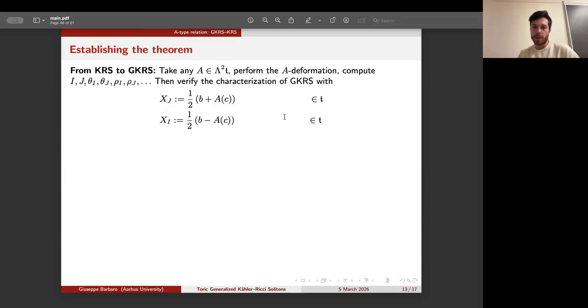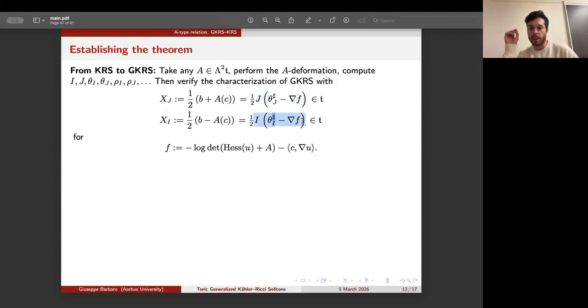Once you check that, then you prove that they are actually equal to the vector fields in the characterization of generalized Kähler-Ricci solitons for this given potential here.